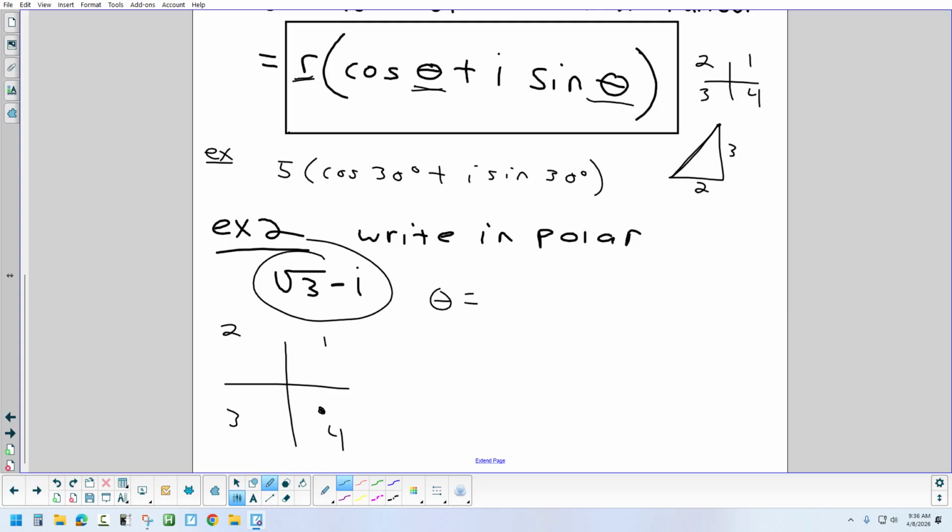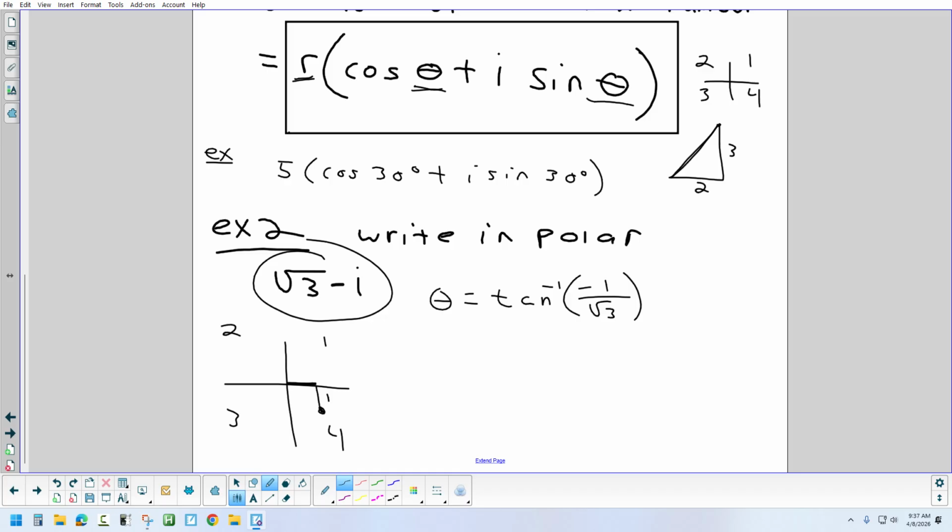Inverse tangent of y over x. Yep. Inverse tangent of. And now, what number here? Remember, it's just numbers. We're not filling in anything imaginary here. What number would we fill in for y? -1. That's the amount you went down. And what number would we fill in for x? Square root of 3.